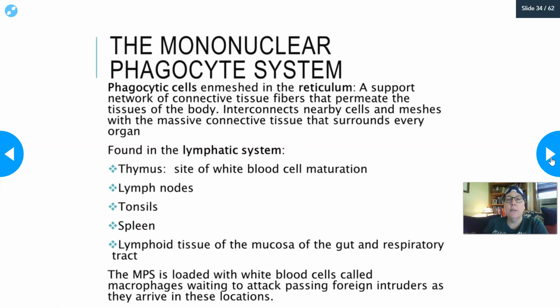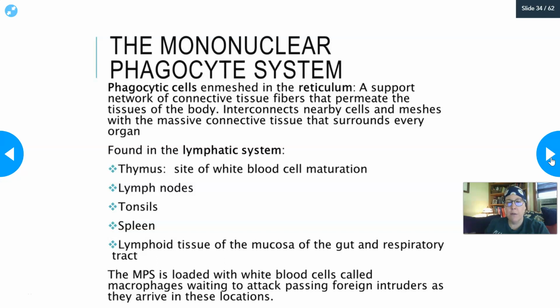Okay, so the mononuclear phagocyte system. Phagocytic cells are enmeshed in your reticulum, which is the support network of connective tissue fibers that permeates all the tissues of the body and interconnects nearby cells and meshes with the massive connective tissue that surrounds every organ. Think of this support network as something that surrounds and holds tissues together, but it's also kind of like a highway for these cells to travel. The phagocytic cells are found in the lymphatic system, so this mononuclear phagocyte system.